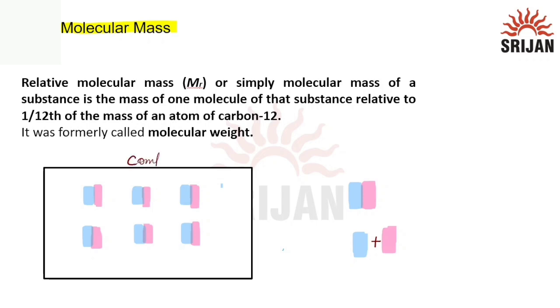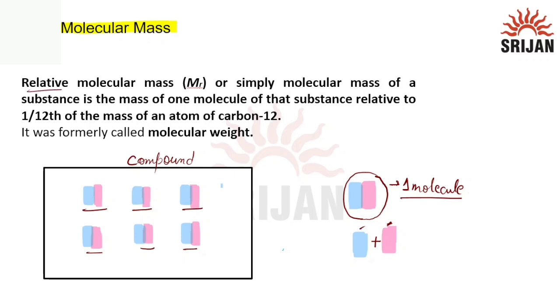Suppose this is a compound and it is formed of these molecules. So if I want to find the molecular mass, I want to find the mass of this one molecule. And as it can be seen, this one molecule is formed of two atoms. Suppose these are two atoms, a blue atom and a pink atom. If I sum up the masses of this blue atom and this pink atom, I will get the mass of one molecule of this compound.